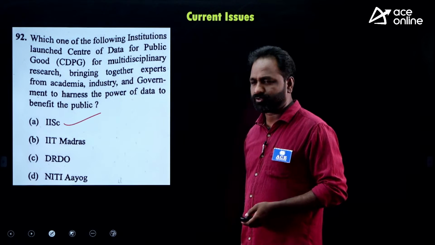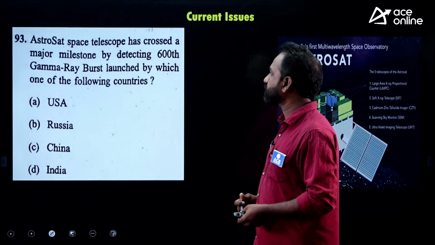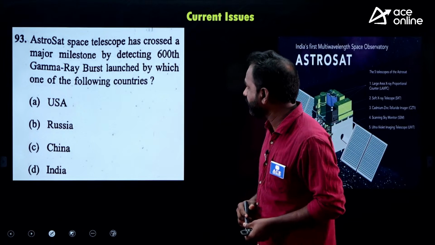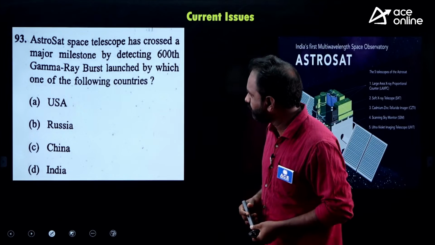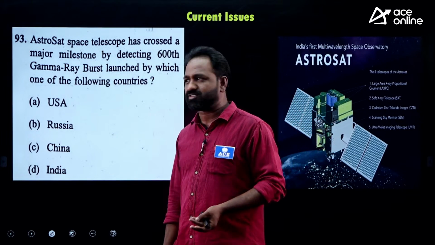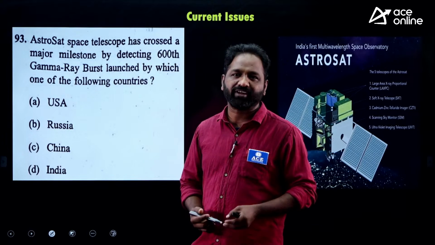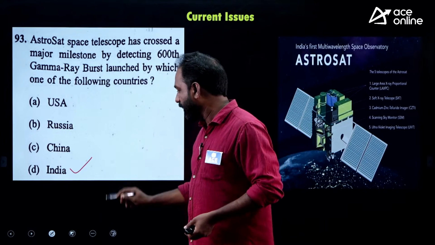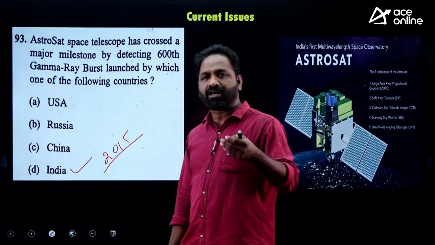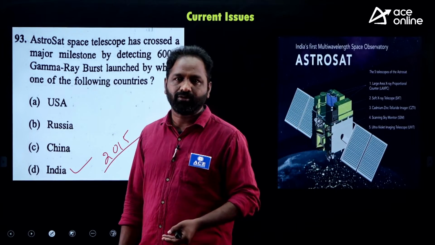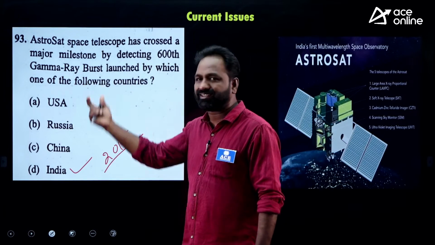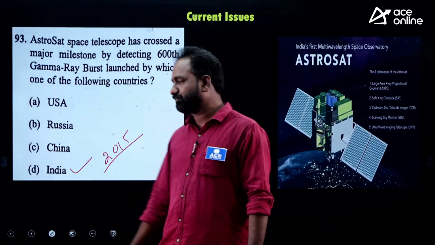Okay, straightforward question. Next, Astrosat Space Telescope has crossed a major milestone by detecting its 600th gamma ray burst. Launched by which of the following countries? Of course, anyone can answer this question because Astrosat was launched by India only. It was launched by India, but not in this year. It was launched in 2015. So if it was launched in 2015, why are they asking the question? No, because this Astrosat is recently in the news because of this detection. That's why they asked the question.